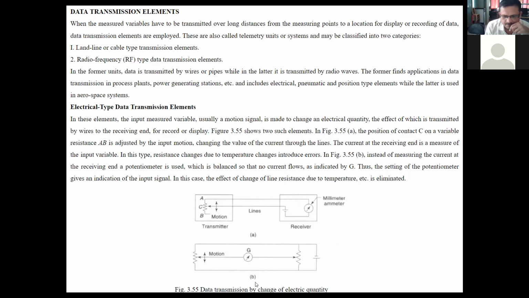In figure 3.55b, instead of measuring the current at the receiving end, a potentiometer is used. See that here at the receiving end, this is the potentiometer, which is balanced so that no current flows, as indicated by G. Thus, the setting of the potentiometer gives an indication of the input signal. In this case, the effect of change of line resistance due to temperature etc. is eliminated.